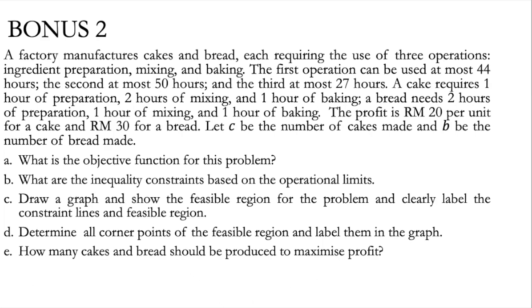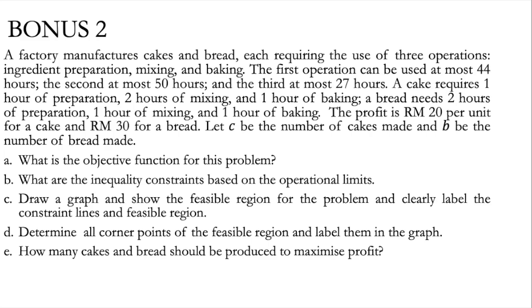Here a factory manufactures cakes and bread, each requiring the use of 3 operations: ingredient preparation, mixing, and baking. The first operation can be used at most 44 hours, the second at most 50 hours, and the third at most 27 hours. A cake requires 1 hour of preparation, 2 hours of mixing, and 1 hour of baking. A bread needs 2 hours of preparation, 1 hour of mixing, and 1 hour of baking. The profit is 20 ringgit per unit for a cake and 30 for a bread. Let C be the number of cakes made and B be the number of bread made here.